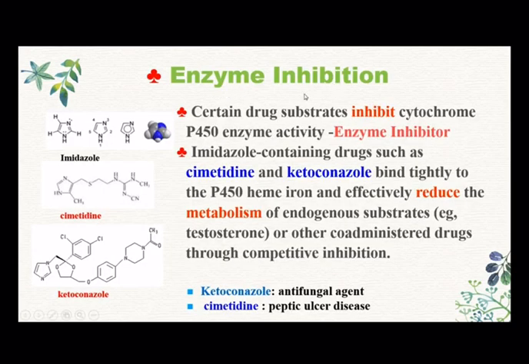Enzyme inhibition. Certain drug substrates inhibit cytochrome P450 enzyme activity. We call it enzyme inhibitor. Imidazole-containing drugs such as cimetidine and ketoconazole bind tightly to P450 heme iron and effectively reduce the metabolism of endogenous substrates, for example testosterone, or other co-administered drugs through competitive inhibition. Ketoconazole is an anti-fungal agent. Cimetidine could be used to treat peptic ulcer disease. If you are interested, you could check your textbook. Here is the imidazole group.